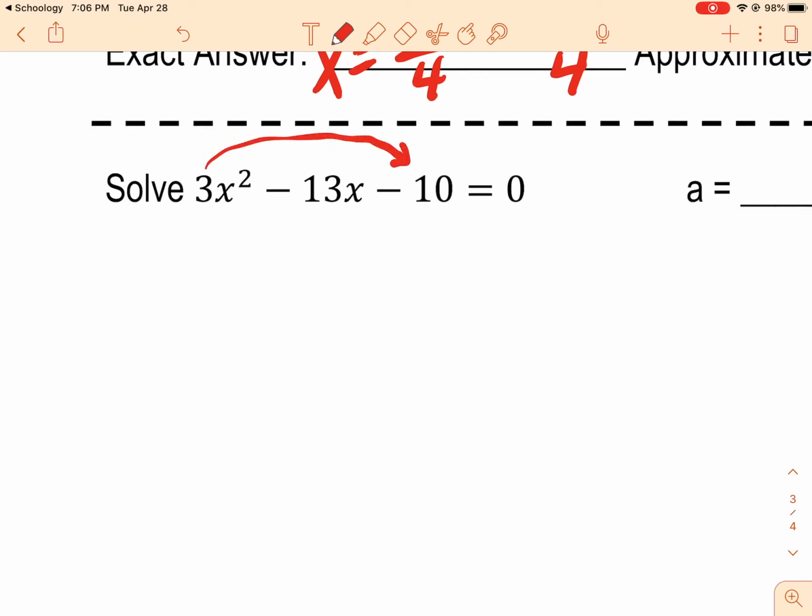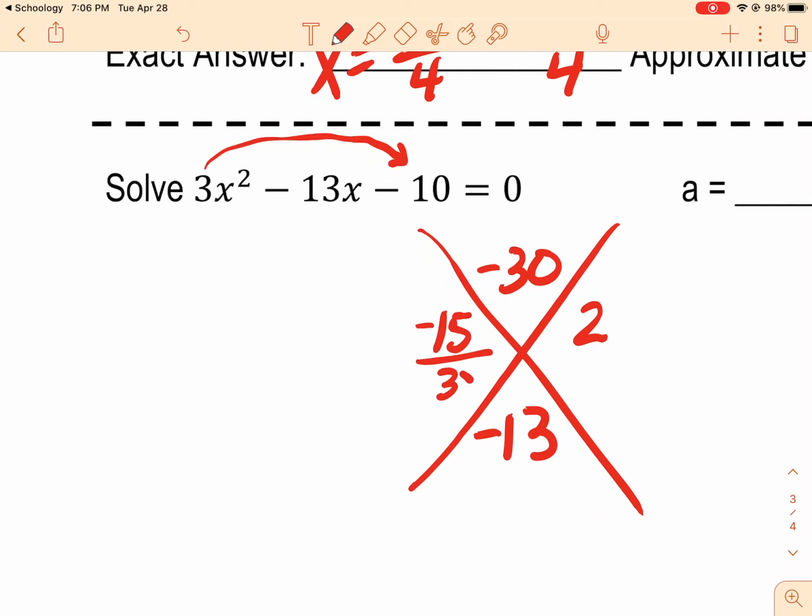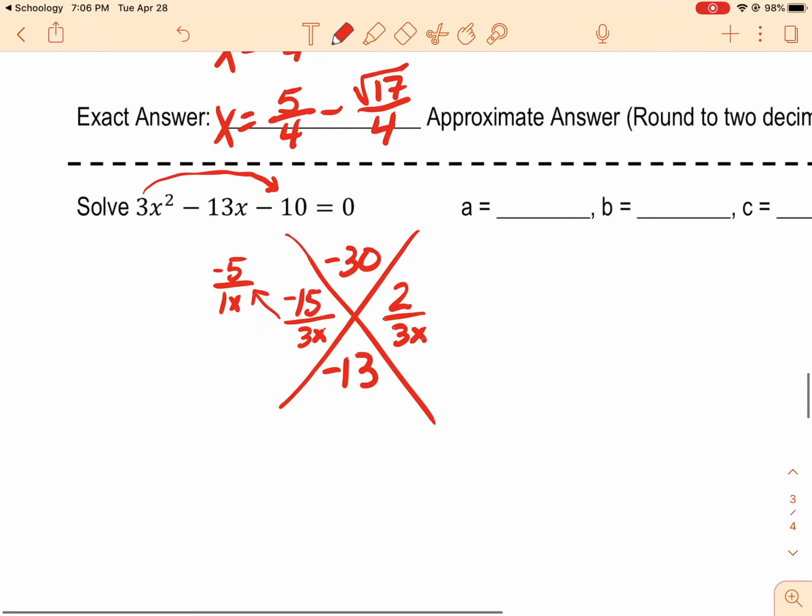If factorable, factor. So that 3 times -10 is -30, and then the -13 goes in there. So two numbers that multiply together to be -30 that add up to be -13. And you're getting -15 and +2. Those are going to be each over 3x. That reduces to -5 over 1x.